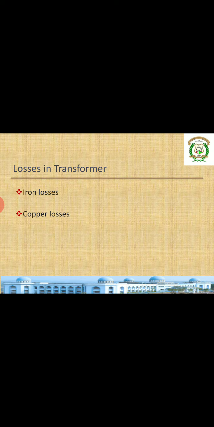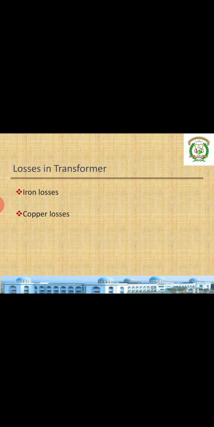So there are different losses in the transformers. Mainly it is classified as one is iron losses, another one is copper losses. Iron losses are nothing but the constant losses. Even though transformer is having any load or no load, if transformer is on, these losses will be there. These losses are called constant losses.